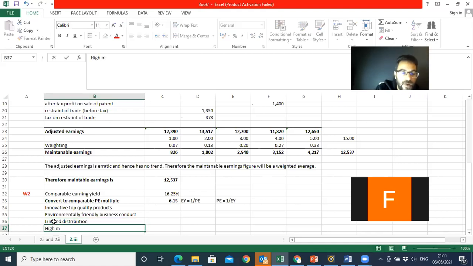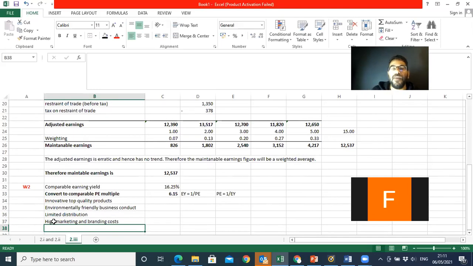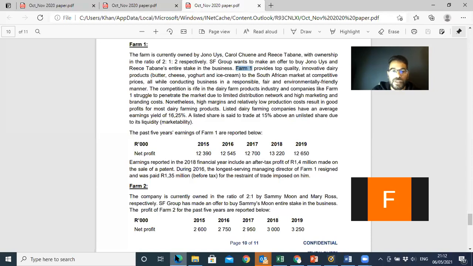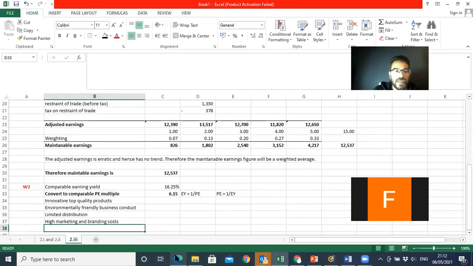Then high marketing and branding costs. Why that? Remember, if you incur high marketing costs, even though you're making more revenue, it's still going to reduce your value. Why? You're earning revenue, but your marketing cost is higher than normal. So your net profit is going to be lower. As a result, that's a negative impact. Okay, I'm just mentioning a few things. There's probably more that you can say. Nonetheless, high margins and relatively low production costs result in good profits for most dairy farming products. That seems general to the industry. So therefore, that's all. Now, all you have to do is put a plus or a minus.